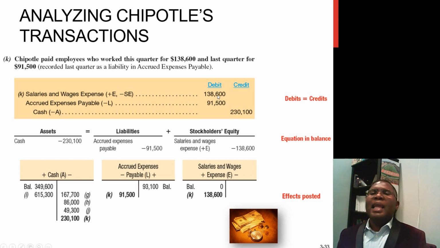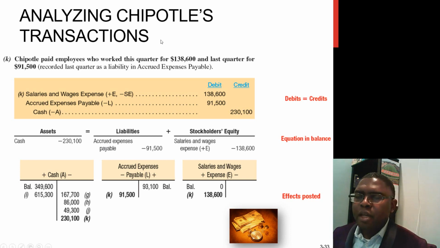Then we also had a liability that the company is paying off. The liability is 91,500, so liability is going down. The precise liability is accrued expenses payable. When liability is going down, it takes a debit balance, and cash is going out. Cash is an asset, so cash is going out. It means that the asset is decreasing. When an asset is decreasing, it takes a credit balance.